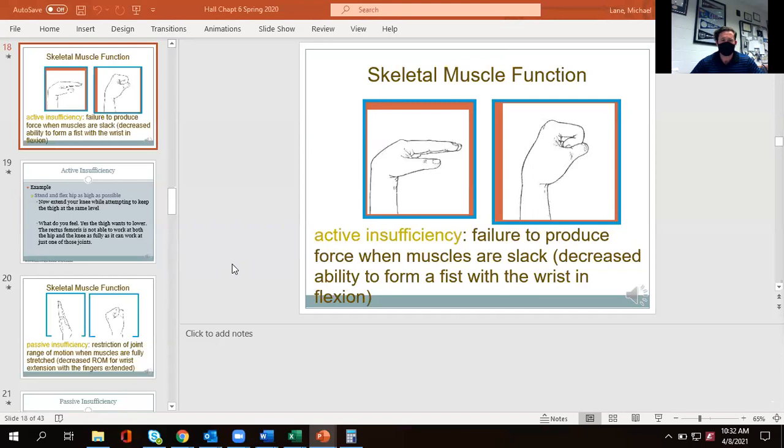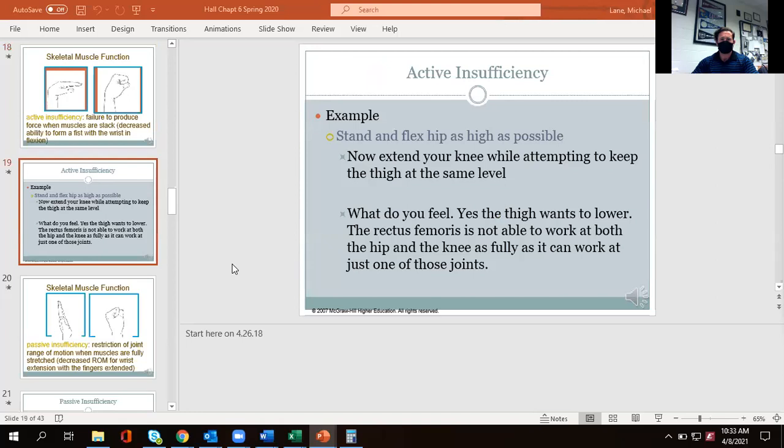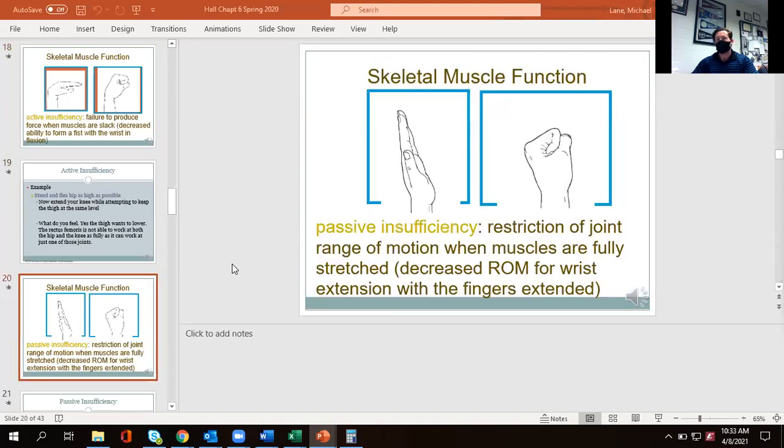Okay, active insufficiency, guys, is when we can't produce force because muscles are slack. Okay, so we're effectively too short in a position to really create that maximal force that we're looking for. Now, passive insufficiency is where notice restriction of the joint's range of motion. That's going to naturally not allow us to produce the same amount of force we're looking for.